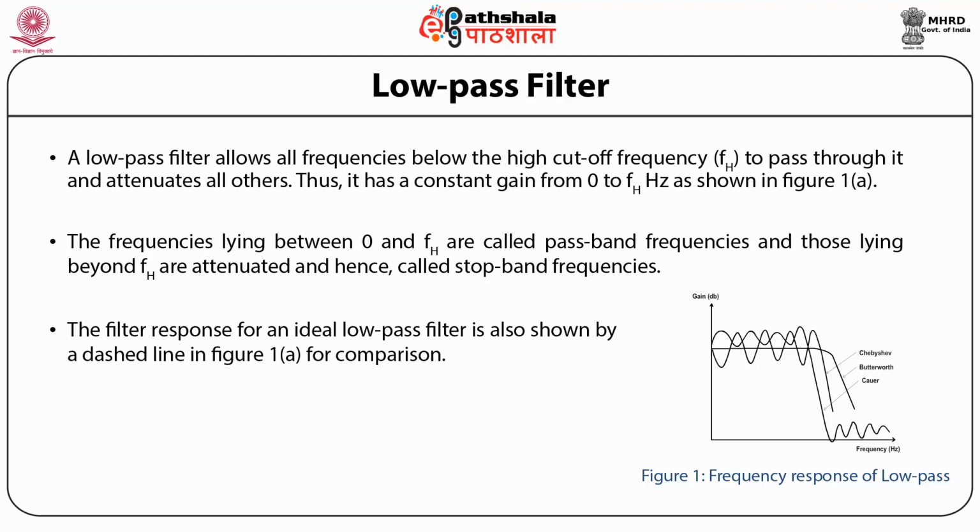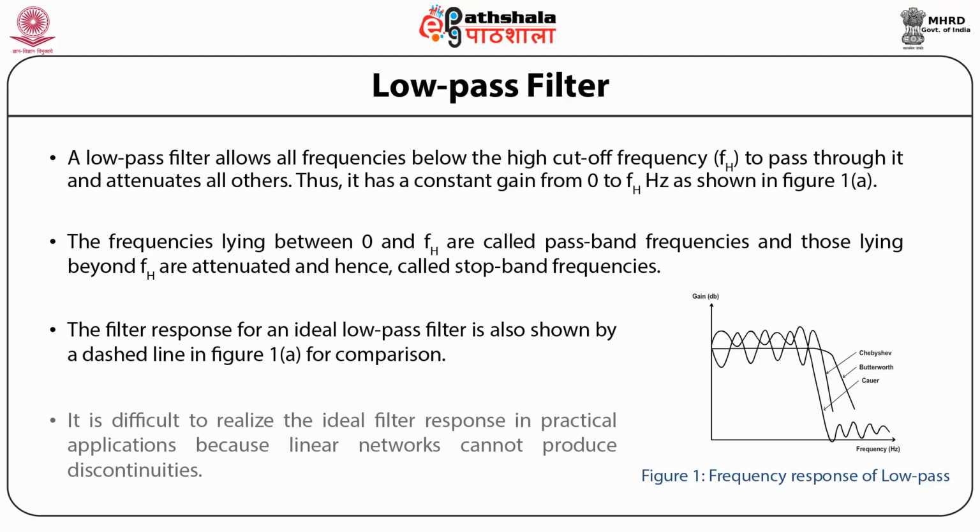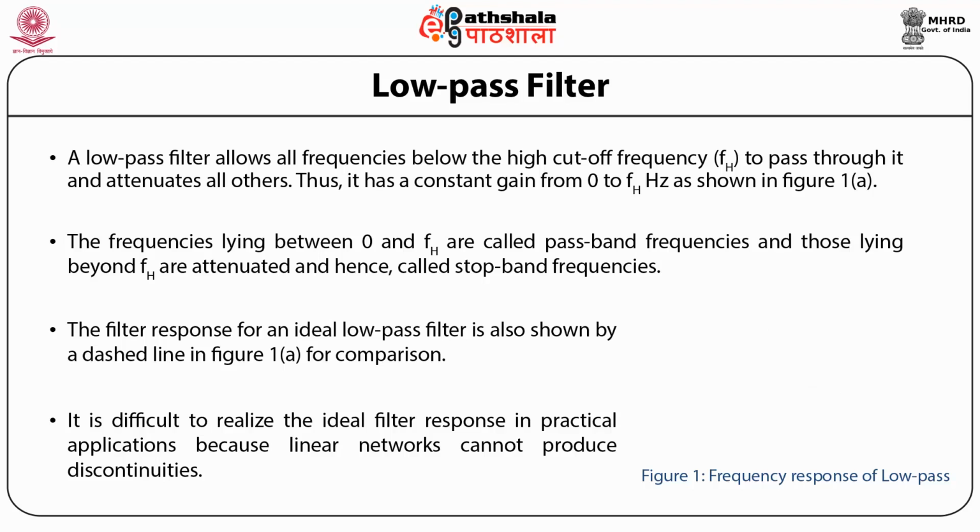The filter response for an ideal low-pass filter is also shown in the figure by a dashed line for comparison. It may be seen that an ideal filter has zero loss in its passband, that is, in the frequency range lying between 0 to FH, whereas it has infinite loss in its stop band, that is, for frequencies F greater than FH. It is difficult to realize the ideal filter response in practical applications because linear networks cannot produce discontinuities.